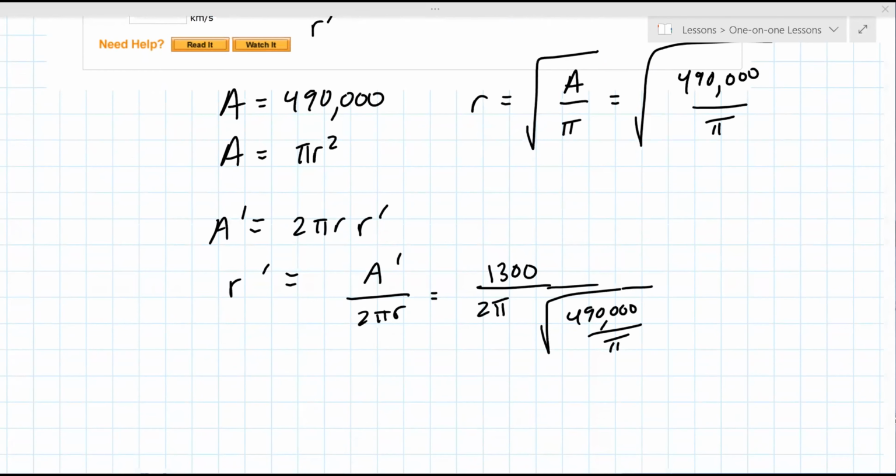And they want you to round that to 4 decimal places. Okay, 1300 divided by... So this one is 0.5239. 0.5239. Yeah.